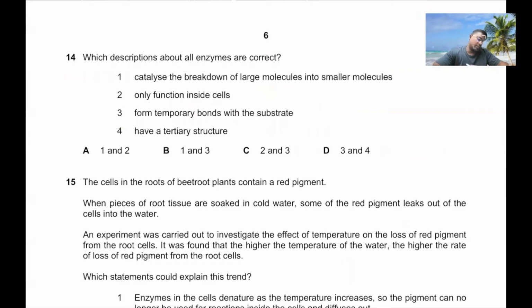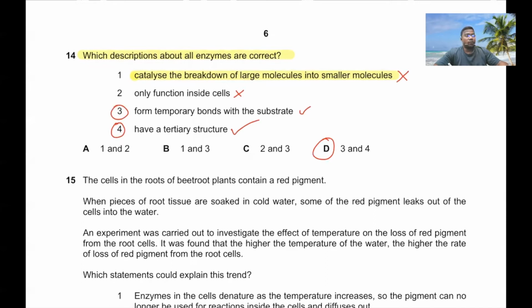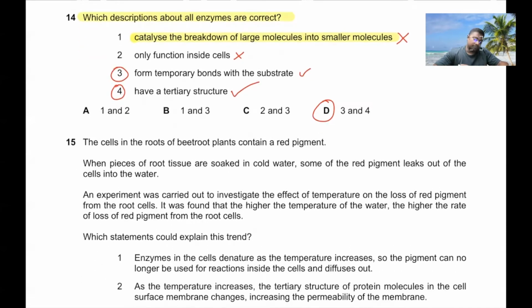Question number 14. Which descriptions about all enzymes are correct? Number 1, catalyze the breakdown of large molecules into smaller molecules. All enzymes are not there to break down molecules. Some of them will build. Only function inside the cell? No. Enzymes can function outside the cell. Forms temporary bond with the substrate? Yes. Have a tertiary structure? Yes. 3 and 4 is the correct answer. So D, question 14, D is the correct answer.